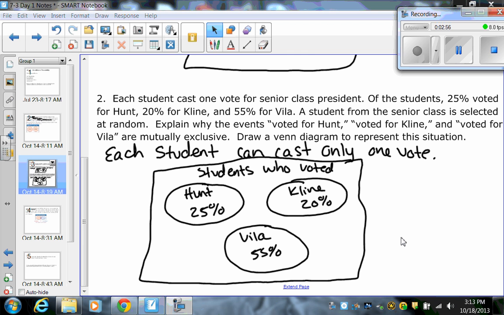The reason these are mutually exclusive is because a student can cast only one vote, so they can't vote for more than one person. And then in your Venn diagram, you have the three people in separate circles that do not touch, along with their respective probabilities or the percentage of votes that they received.